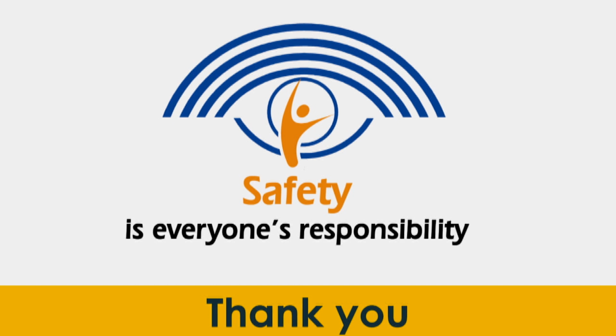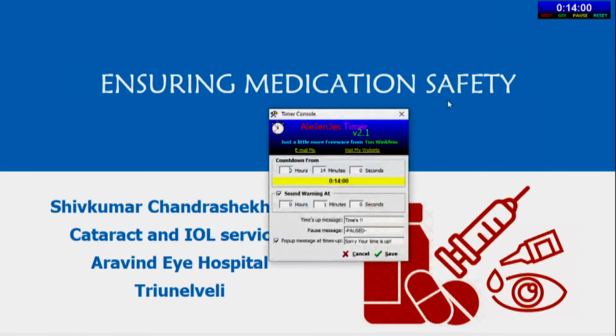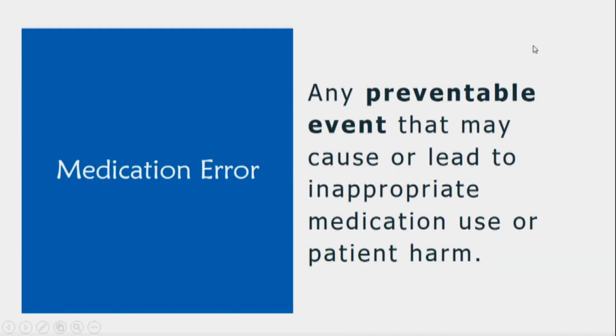So thank you, sir. I'll be talking about the other aspect. Till now it was on surgery. Now it is about ensuring medication safety, ensuring the correct medicines. So what is a medication error? A medication error is any preventable event that may cause or lead to inappropriate medication use or patient harm.